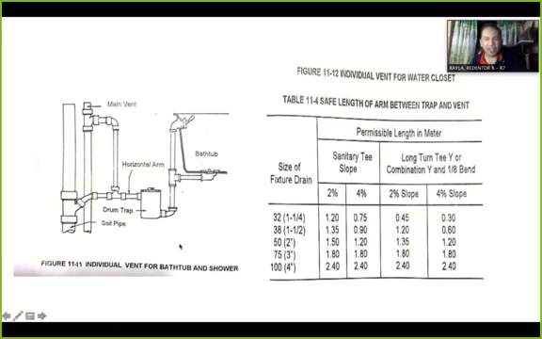Sometimes it may be asked, but of course we cannot memorize this. So just make sure that if you're asked what is the type of trap used in the bathtub, it is the drum trap. What is the so-called arm between the trap and the vent? You can have a horizontal arm. Wala ka pang kopya nito, no? I will send it to you after this.